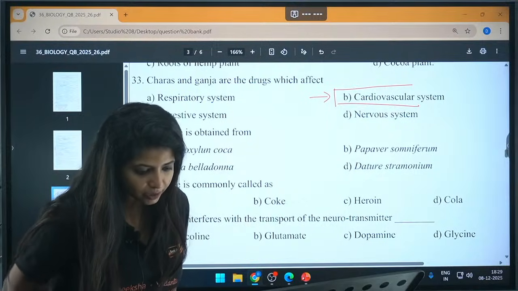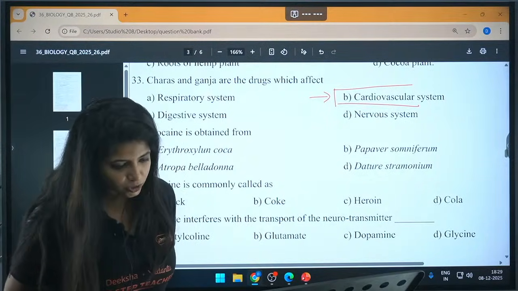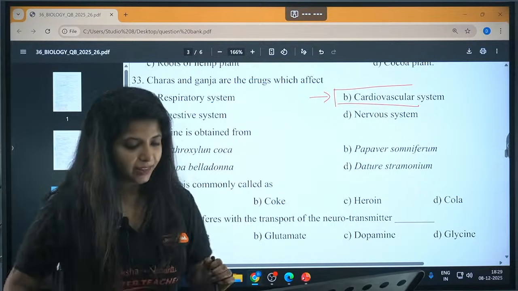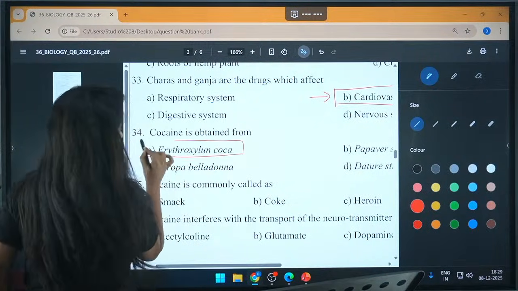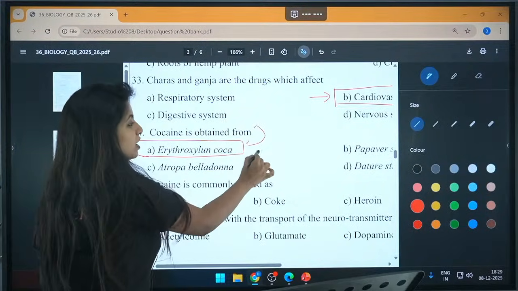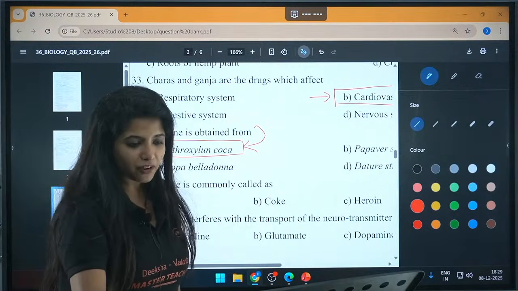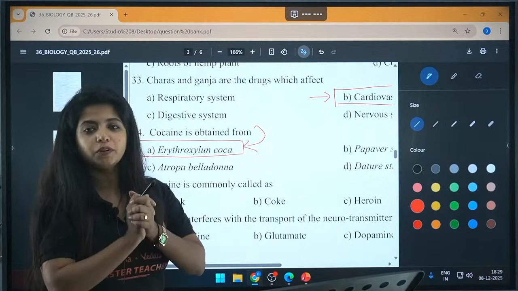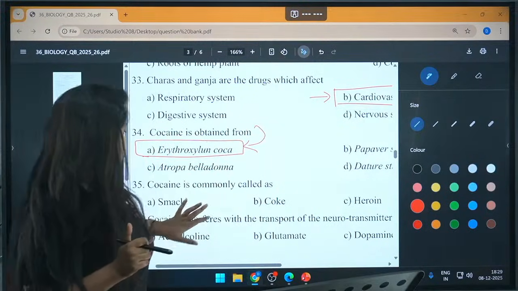Rukmini says, okay, Putta says 34A, Rukmini also says 34A. Is it A? Nagaraj also says 34A. Is it A? Cocaine is obtained from Erythroxylum coca, which is a native plant found in South America. So all of you who have told Erythroxylum coca, you are absolutely correct. Now try the next question.